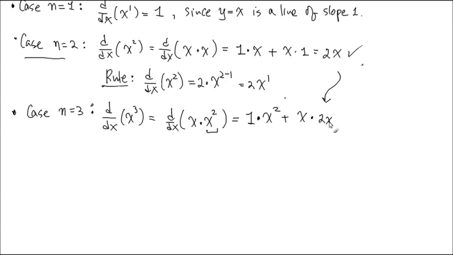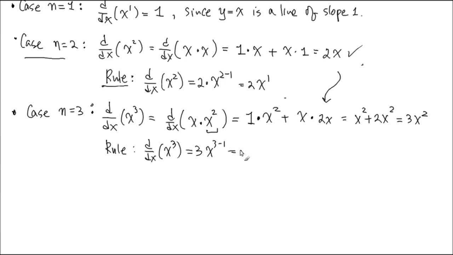is 1. So how does it simplify? x squared plus 2x squared, is that right? What is that called? 3x squared. And then you go back to the rule. The rule says d/dx of x to the third, 3 comes down, 3 minus 1, and 3 times x squared.